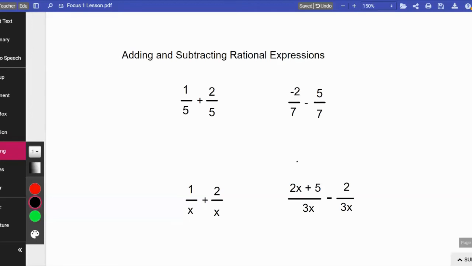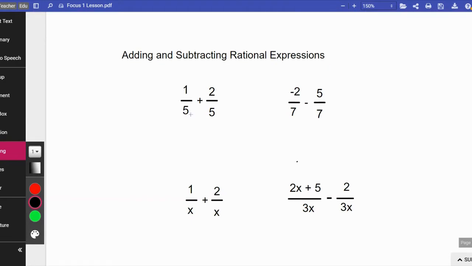The first lesson in the new unit: adding and subtracting rational expressions, and eventually solving rational equations. First of all, rational just means we're talking about fractions. That's all it means. It's a ratio. The one thing you need to keep in mind, and we'll start off in easy mode here, is that you have to have a common denominator.